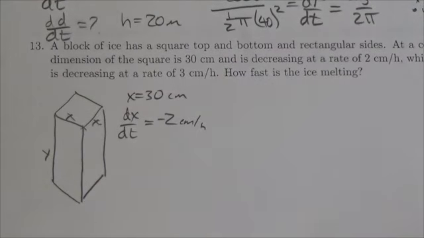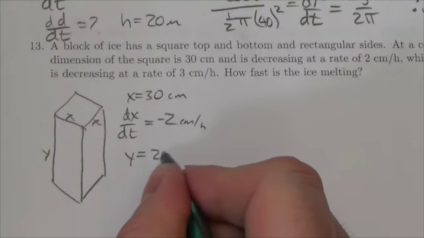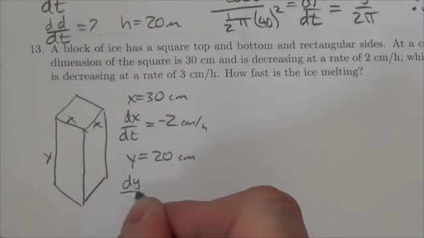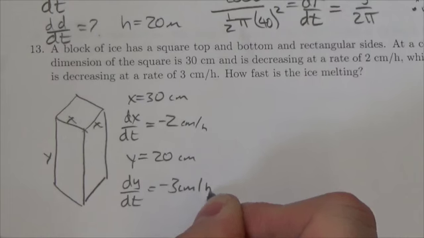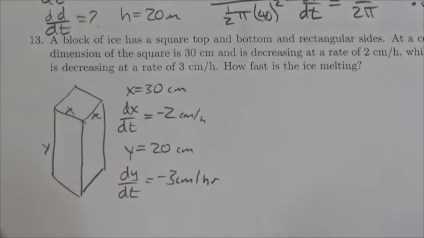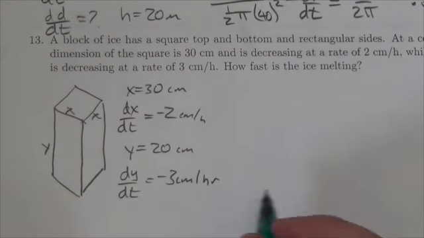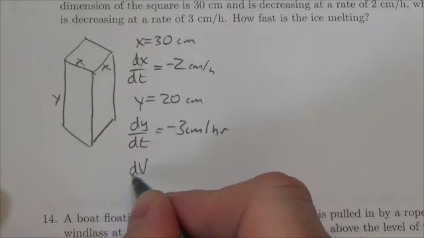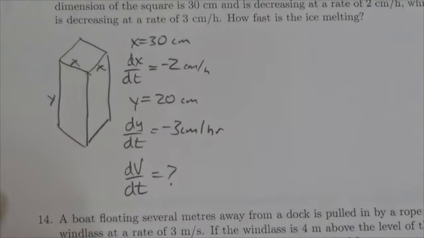Okay, while the depth, which is in this case the y variable, is 20 centimeters and is decreasing at a rate of 3 centimeters per hour. And again, I put negative there to indicate that that's decreasing. The question is, how fast is the ice melting? Okay, now that sounds to me like a volume question. We're looking for the rate at which the volume is going away as a function of time. That's what I don't know.